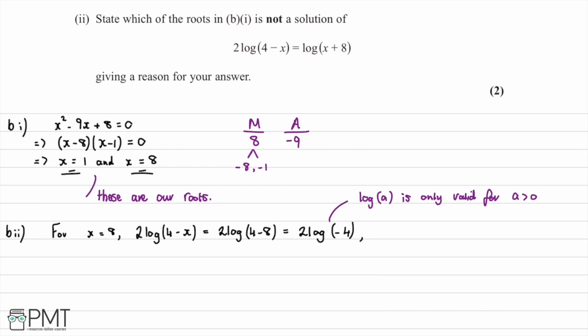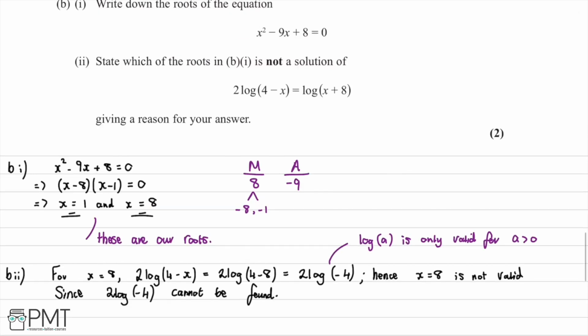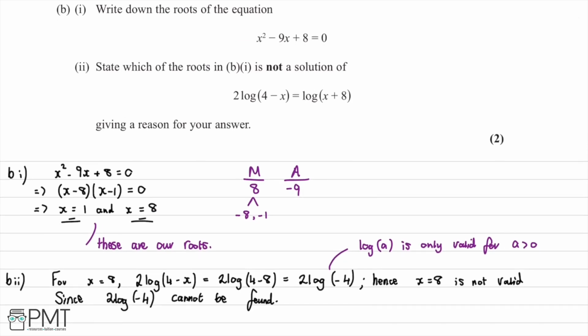So just concluding, we can then say that hence x equals 8 is not valid since 2 log of negative 4 cannot be found. So just taking a look back, this question in total was worth 2 marks and we received our first mark in part 1 of question B.